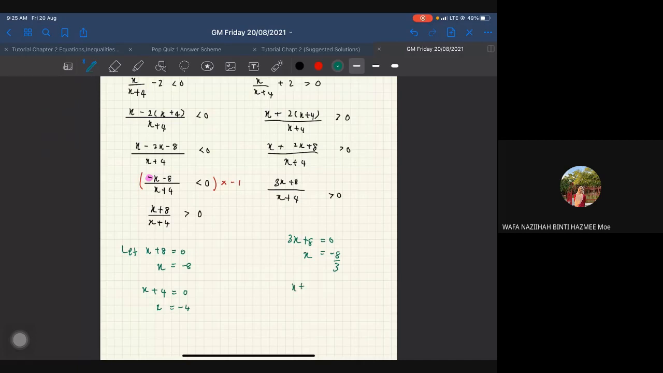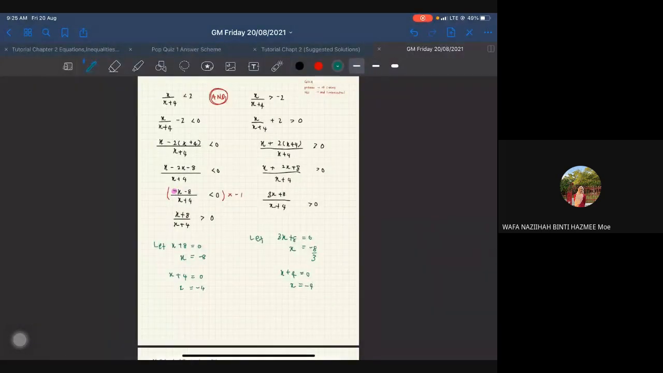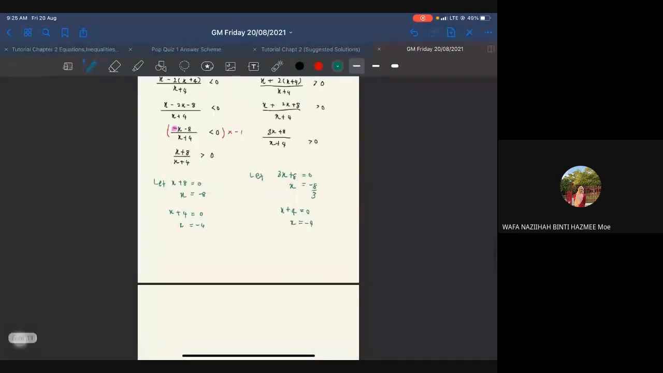Okay, so sekarang kita akan buat table of sign kat bawah dia. Okay, so table of sign, dia akan jadi dua lah table of sign. Satu table of sign untuk expression yang sebelah kiri and then satu table of sign untuk expression yang sebelah kanan. Okay, so saya buat sebelah kiri dulu.